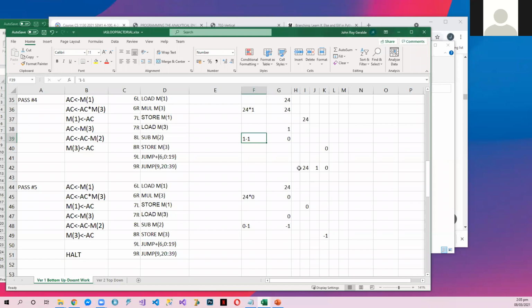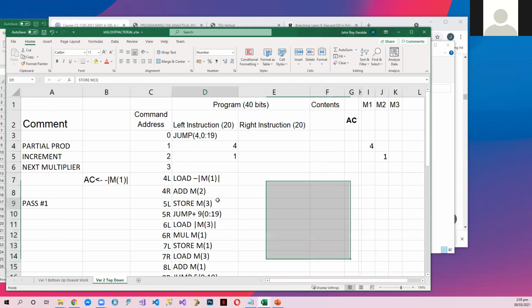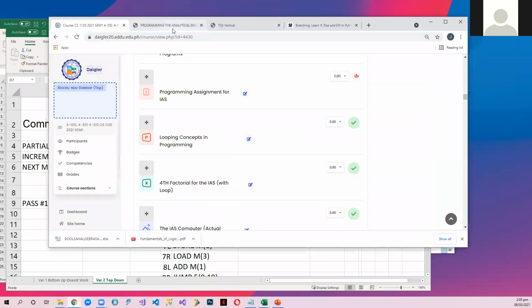Do you follow? This is our problem: 1 minus 1 will work with CB, but 1 minus 1 will not work with jump plus. So we have to reverse our logic, from bottom up to top down. Do you follow? Let me open our instruction set.